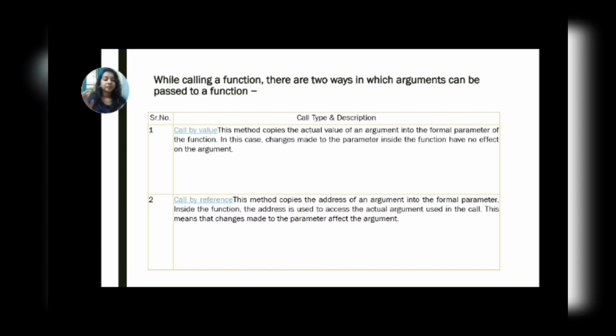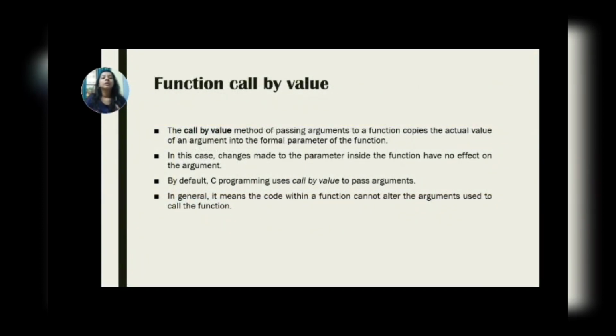This means that whatever changes are produced by the function on the variables are reflected on the original variables. The changes don't go unnoticed. The variables are modified, they are changed by the function. So this is basically the difference between the two. Now let us go into the details of calling a function by value.